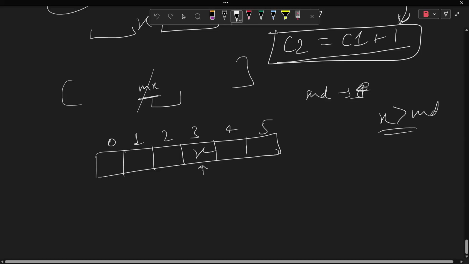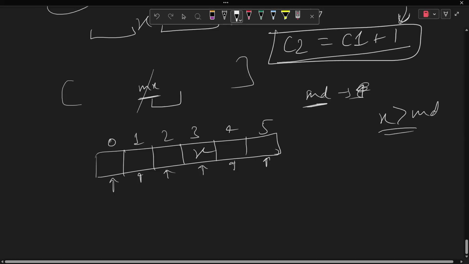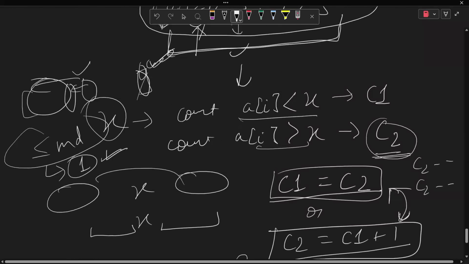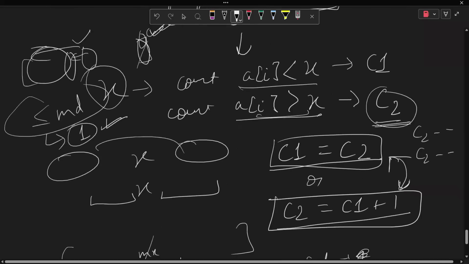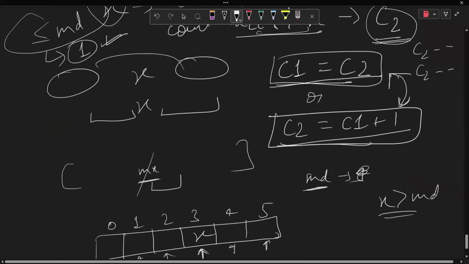Now what you can do is look at all the other values and say who is greater and who is smaller than x. You don't need to compare with the median, only with x, because you want the number of elements less than x and the number of elements greater than x. The count of those should become either equal or C2 equal to C1 plus 1.